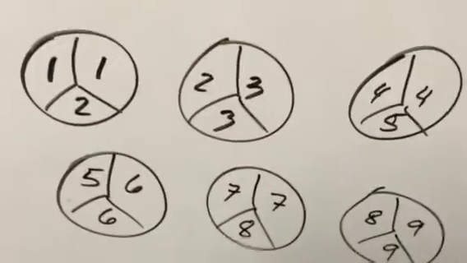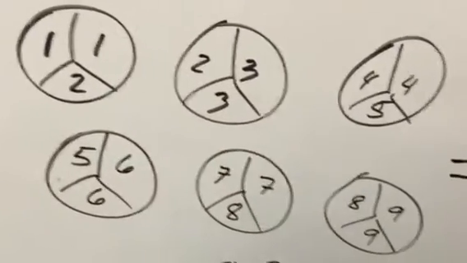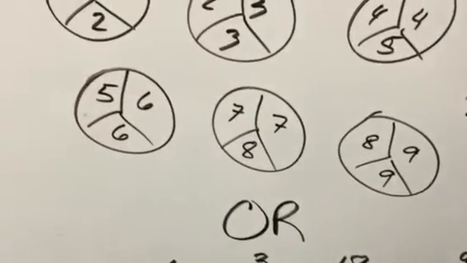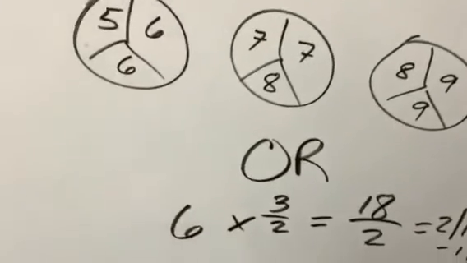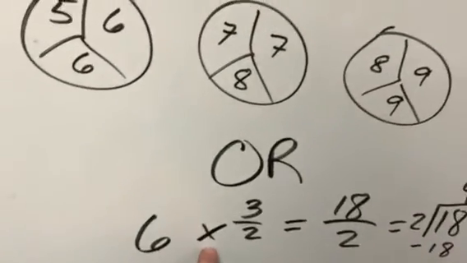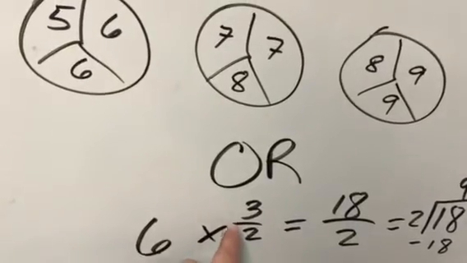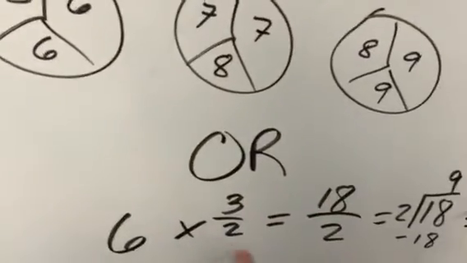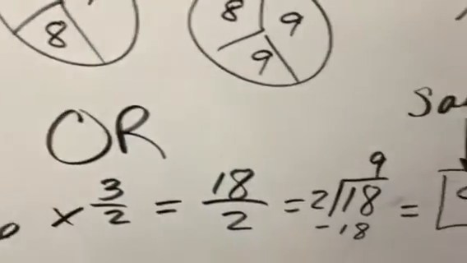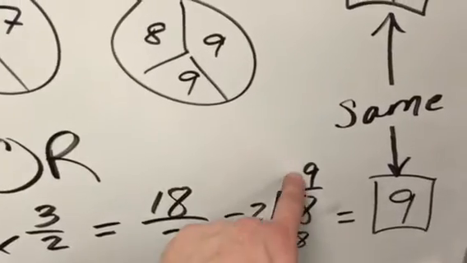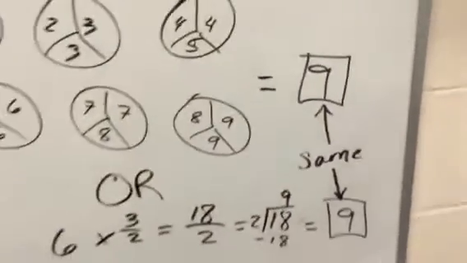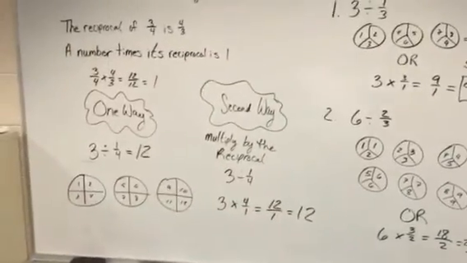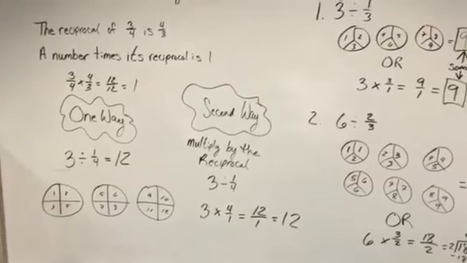Now let's look at it doing our other strategy, multiplying by the reciprocal. The problem was 6 divided by 2/3, so I have my 6, and I changed it to multiplying by the reciprocal. The reciprocal of 2/3 is 3/2. So 6 times 3 is 18, 1 times 2 is 2, and then I know I have to do 18 divided by 2, which gives me 9. So I get an answer of 9, which again was the same. So either strategy that I wanted to use, either drawing a picture or multiplying by the reciprocal, gave me the same answer.